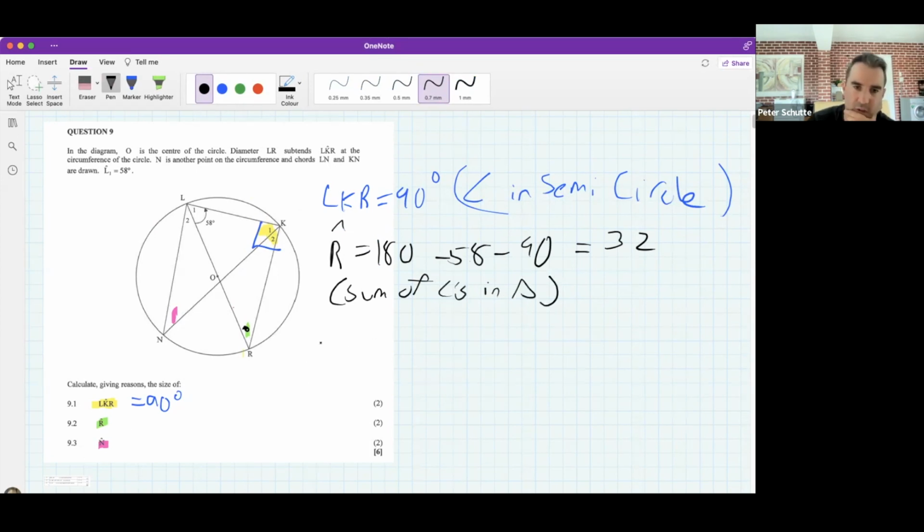So now we're down to finding what N is. And what is N going to be equal to? It's this one over here. And also, what's the reason?